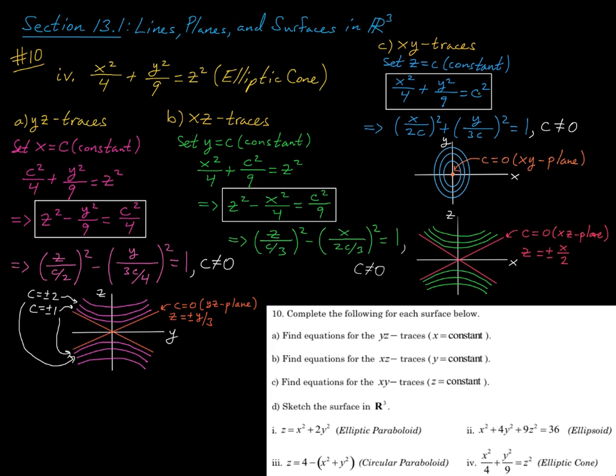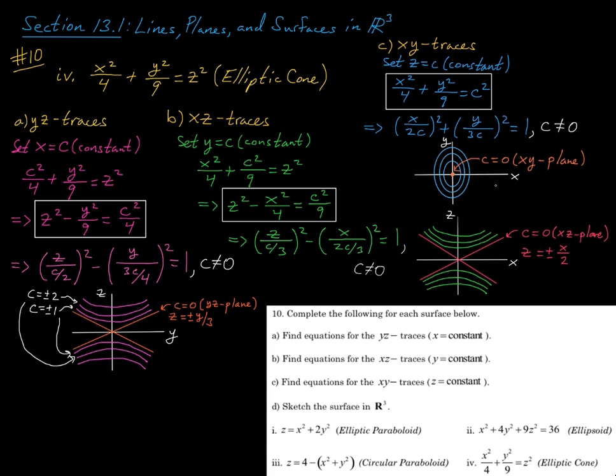Now in the case when c is 0, that's just going to give us x squared over 4 plus y squared over 9 is equal to 0. That is true only when both x and y are 0. So here, the intersection of our surface with the xy plane is in fact a single point. It's just the origin here in the xy plane. And for all other cross sections, we're going to get ellipses here.